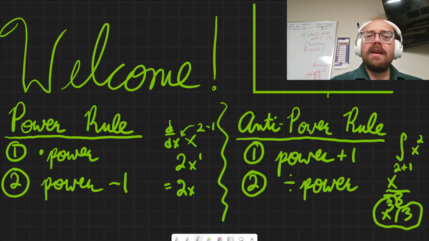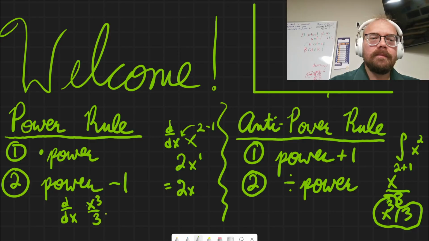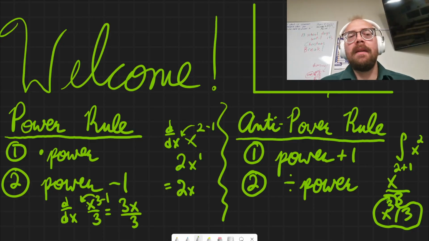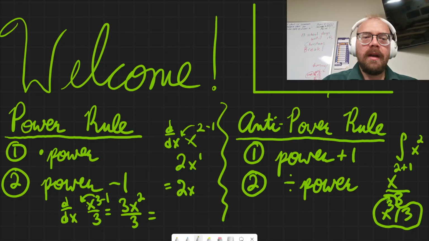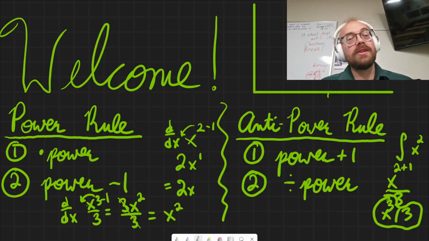And we can check an integral by taking a derivative, by the way. If I want to take the derivative of x cubed over 3, then I would times by the power, so I'd times by 3, and then the power would be minus 1. That 3 comes out and I times by it, and then step 2, I do power minus 1. 3 minus 1 is 2. And then the 3 over 3 cancels, and you're left with x squared, which is what we started with before we took the integral. So it's a great way to check your work there.